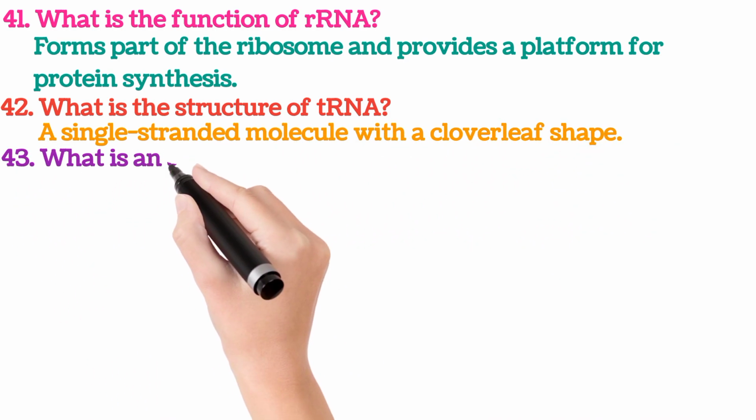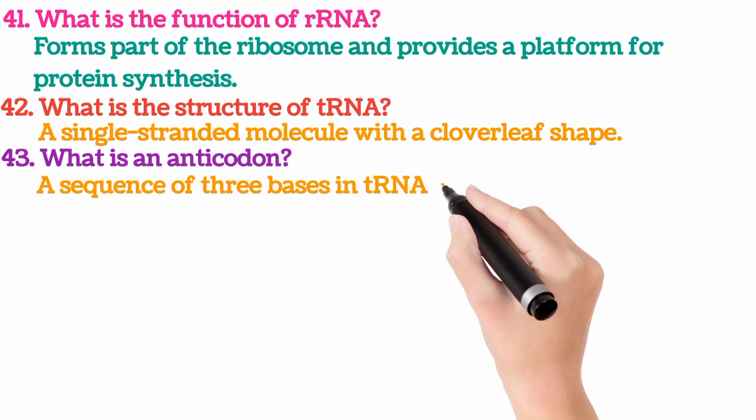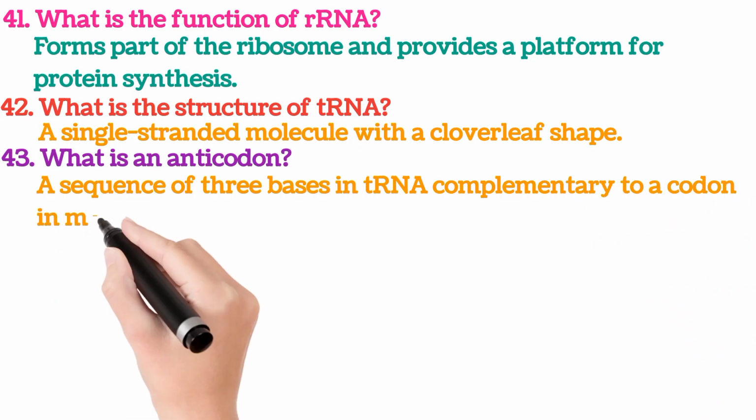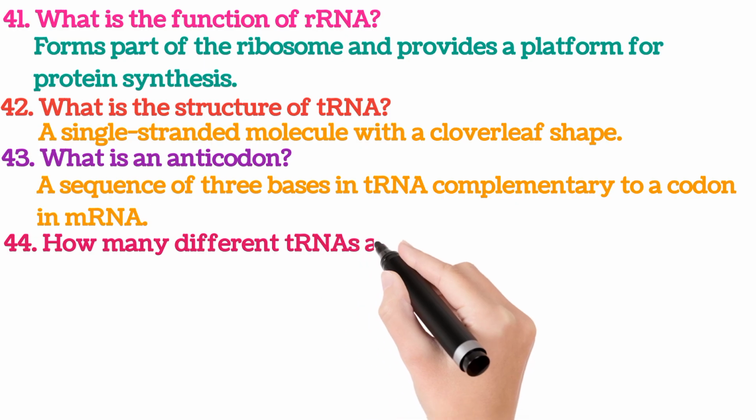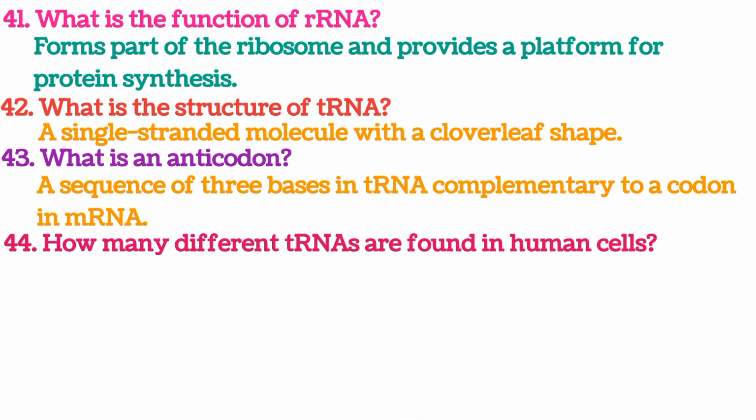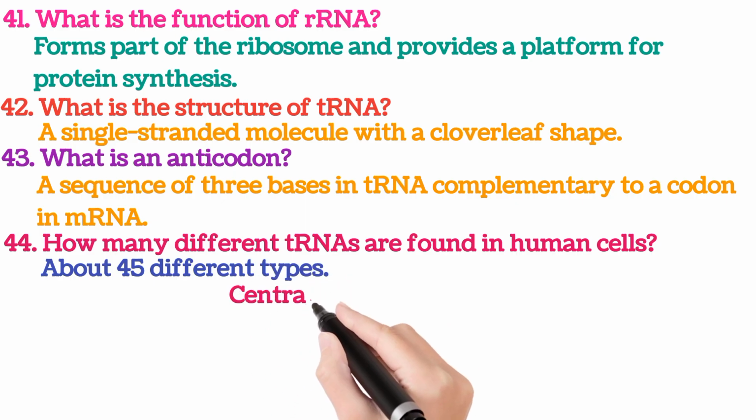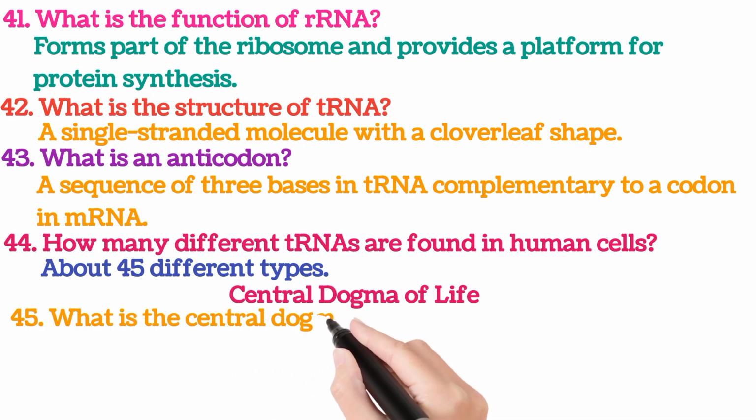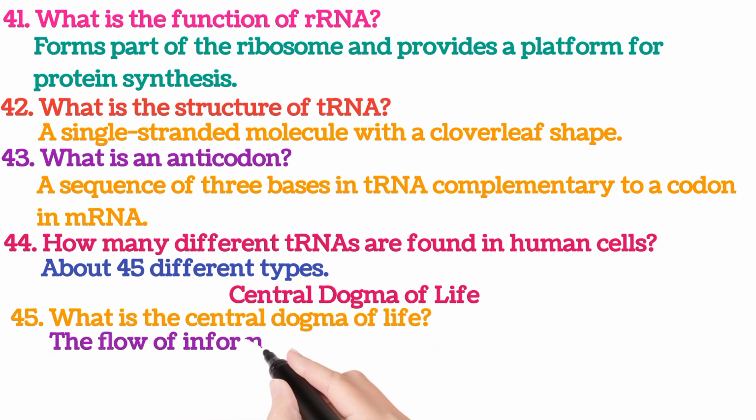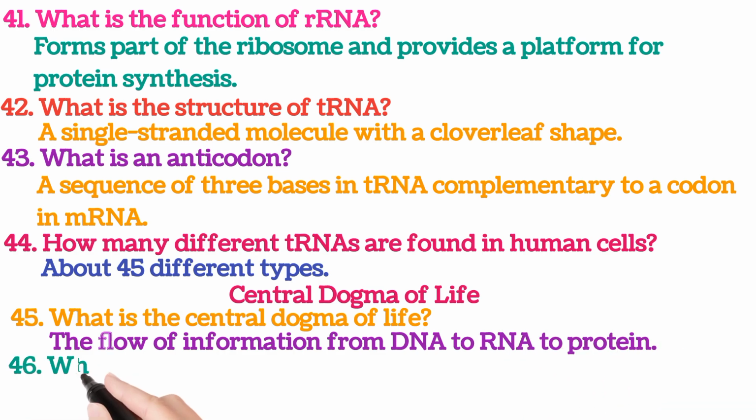43. What is an anticodon? A sequence of 3 bases in transfer RNA complementary to a codon in messenger RNA. 44. How many different transfer RNAs are found in human cells? About 45 different. Central dogma of life. 45. What is the central dogma of life? The flow of information from DNA to RNA to protein.